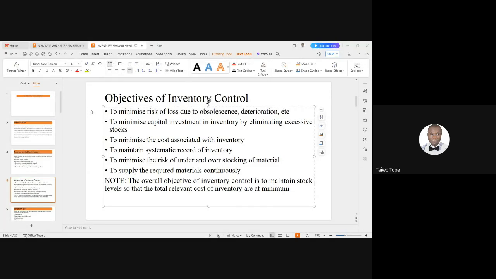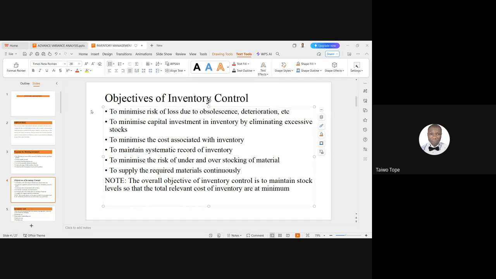So these are objectives of inventory control: to minimize capital investment in inventory by eliminating excessive stocks. So you should know the right quantity to get per time, so that you will not put too much resource in getting excess stock that you don't need at that particular point in time.